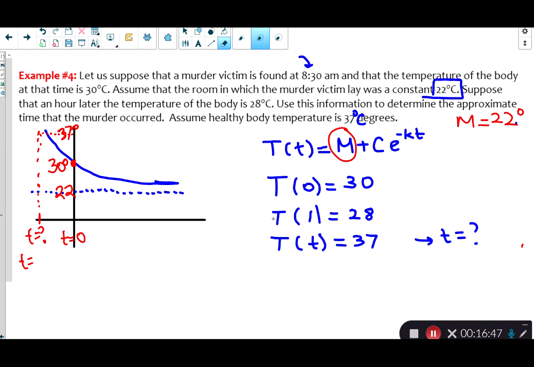Then use the second equation to determine your K. And finally, once you know your equation with all the constants filled in, you'll be able to set the whole thing equal to 37 and solve for time, okay?